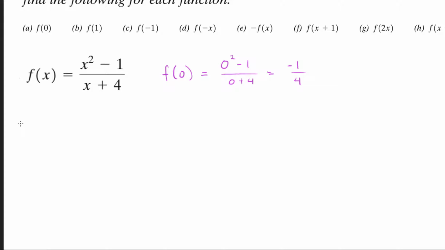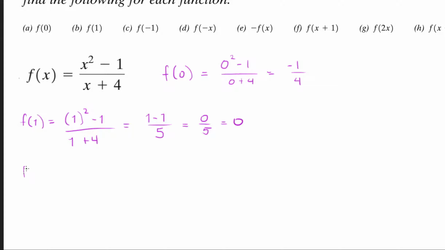Now f of 1. The same procedure. Substitute 1 wherever you see x. So 1 squared minus 1 over 1 plus 4. 1 squared is 1, minus 1, 1 plus 4 is 5, and 1 minus 1 is 0 over 5, which is equal to 0.